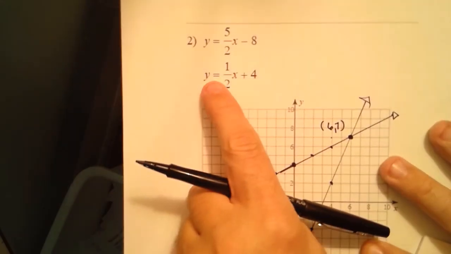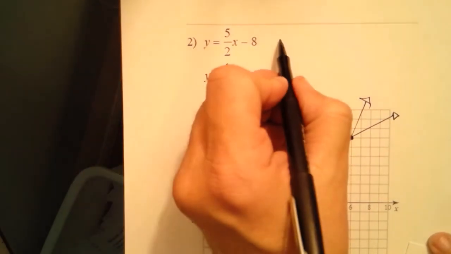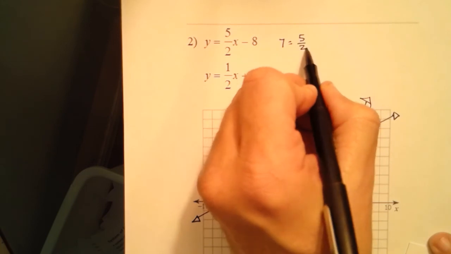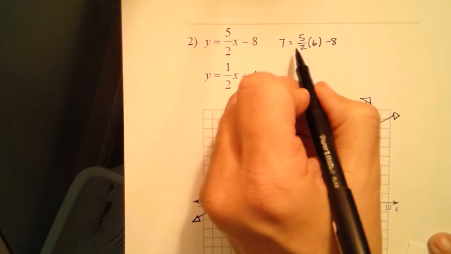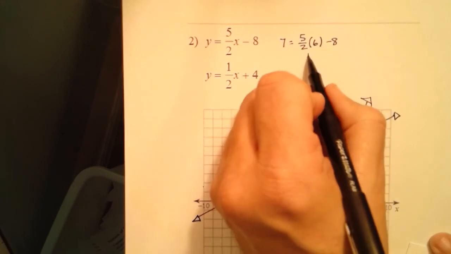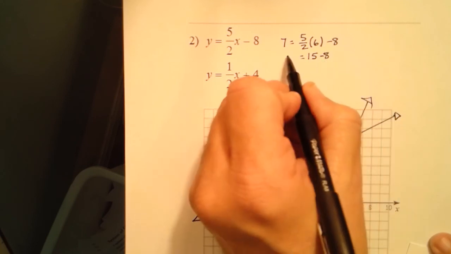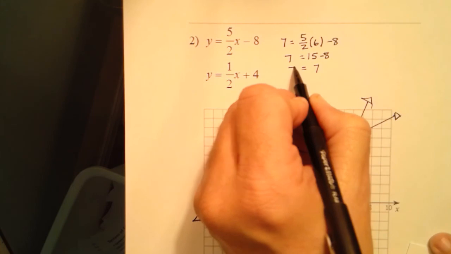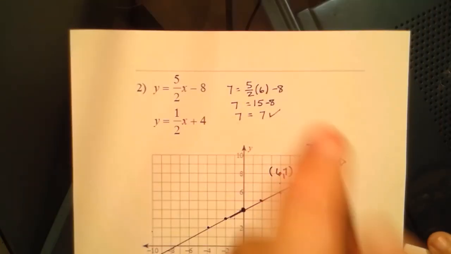Let's check it. 6, 7. Well, y is 7, x is 6, so 5/2 times 6 minus 8. 5/2 times 6, that's 30 divided by 2 is 15. 15 minus 8. And 15 minus 8 is 7. So yes, 7 is equal to 7, so that's the solution for the first one. Let's try the next one.